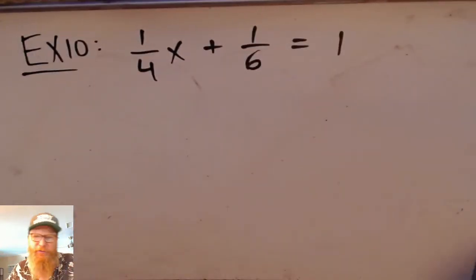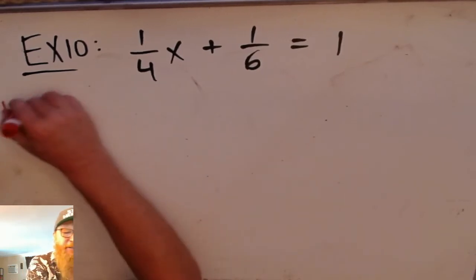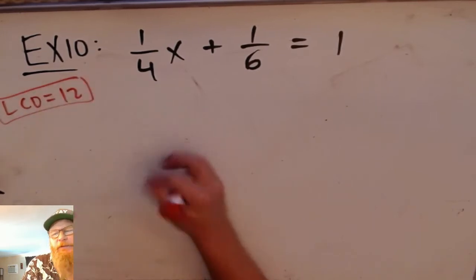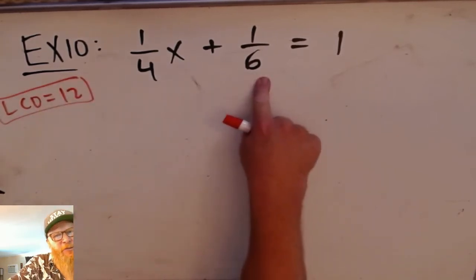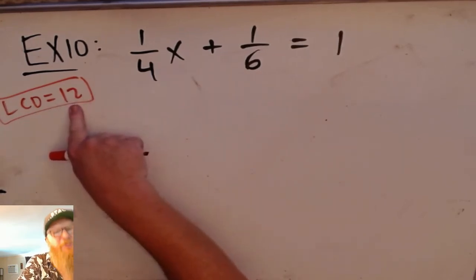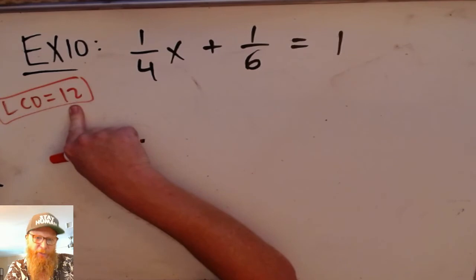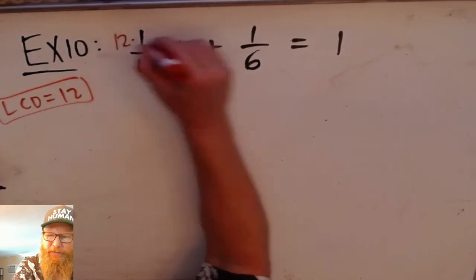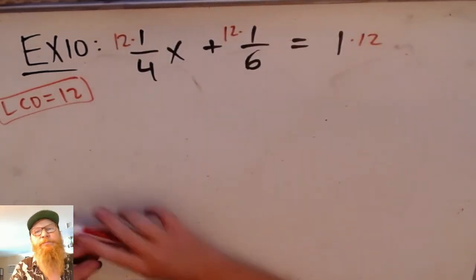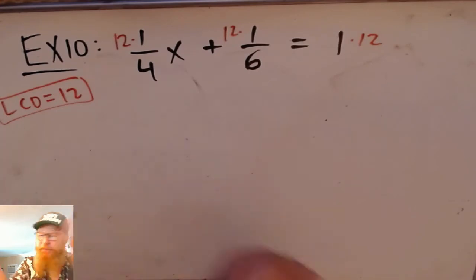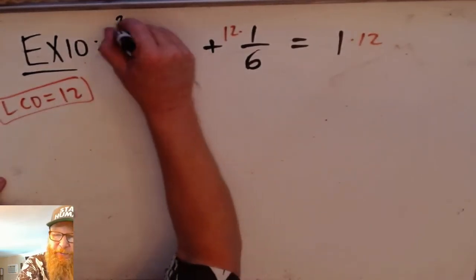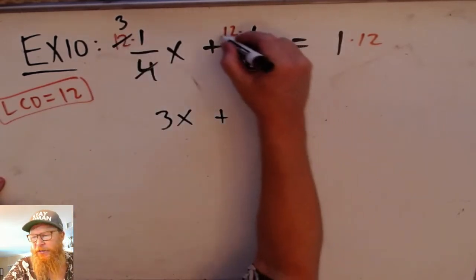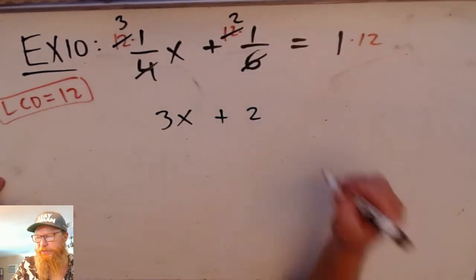Again, my philosophy is if there's more than one fraction, just get rid of them. So the LCD, be careful, it is not 24, it is 12. 4 is 2 times 2, 6 is 2 times 3, and so the LCD is 2 times 2 times 3. Which is 12, not 24. So let's multiply everybody by 12. I love this method because watch what happens. 4 goes into 12 3 times. 3 times 1 is 3x. 6 goes into 12 2 times. 2 times 1 is 2.